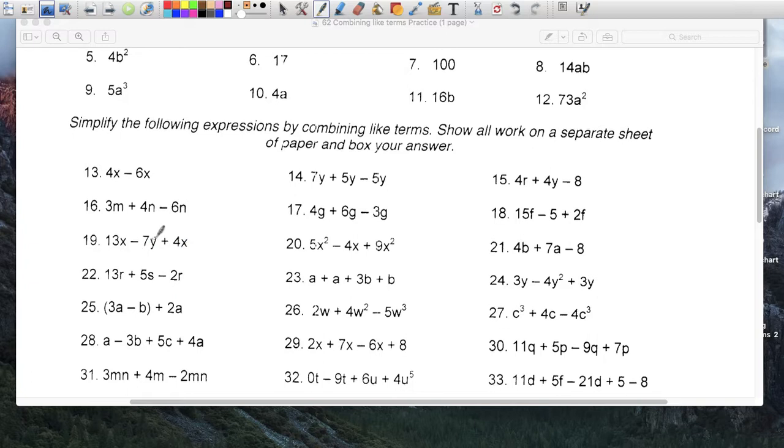19. Again, I am going to circle the 13x. I'm going to circle the plus 4x. And I'll put a square around the minus 7y. I'm going to move things around. Let me do it here. 13x. I'll put the plus 4x right next to it. And I'm going to move the minus 7y all the way to the end. I can now do these two. 13x plus 4x is 17x minus 7y.